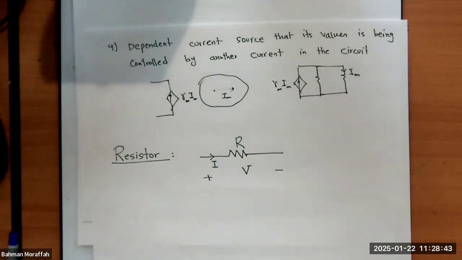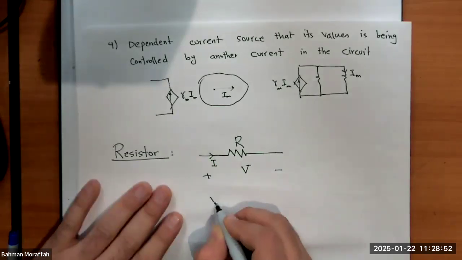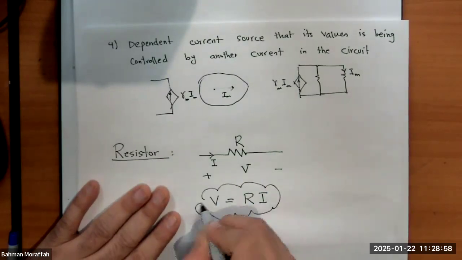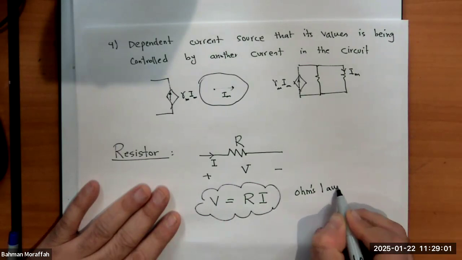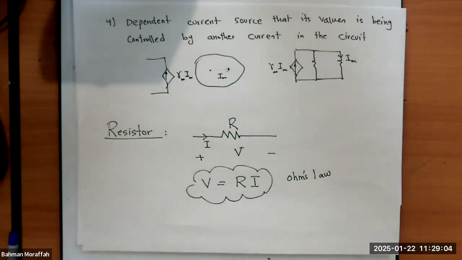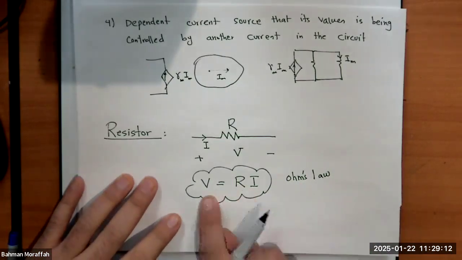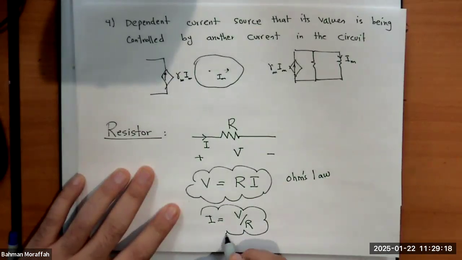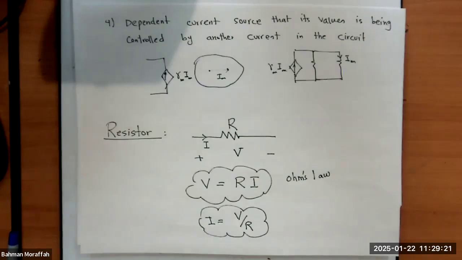We know there is a relationship between this V, I, and R. And this relationship is called Ohm's law, right? So we know V equals Ri, and we call this Ohm's law. And obviously, if I know the relationship between V and I, I definitely know the relationship between I and V, right? So if I pull this one down here, I know I equals V over R, right? And that's another way of representing Ohm's law, right?